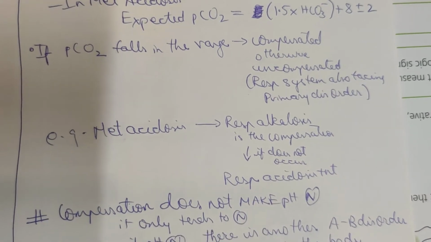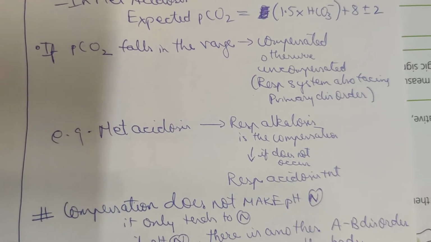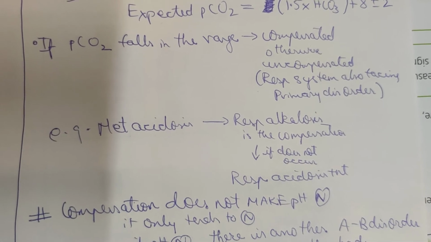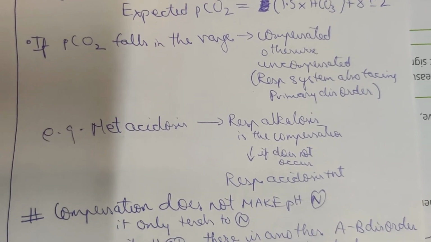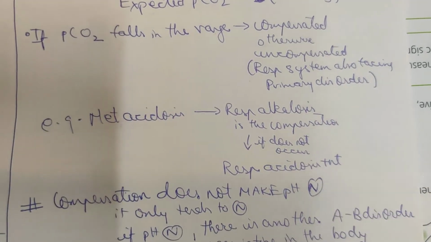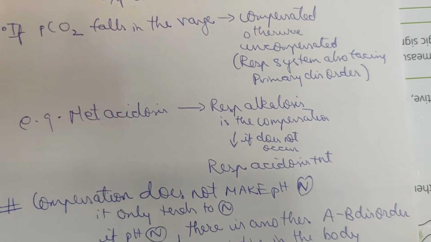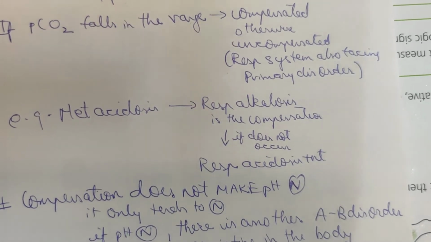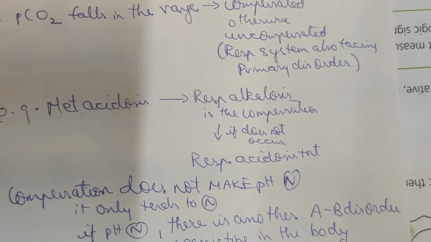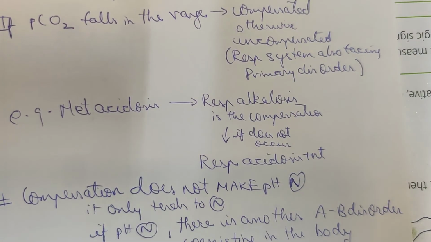Okay, so if the PCO2 falls in the range that you have calculated, then you can say that this metabolic disorder is compensated by this respiratory change. If it hasn't occurred, so in case again 36, if your compensation should lie between 34 to 38 and it has not occurred, say it's still 40, then we have to say that the respiratory system is also in the primary disorder.